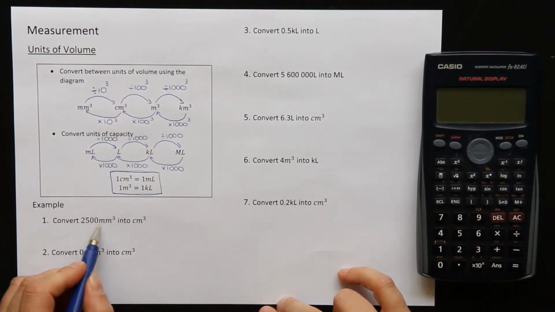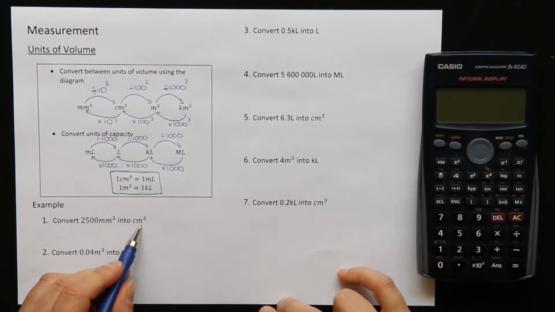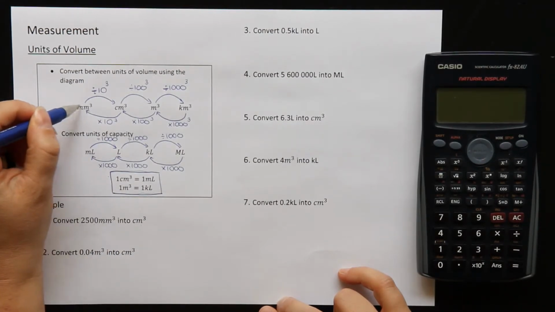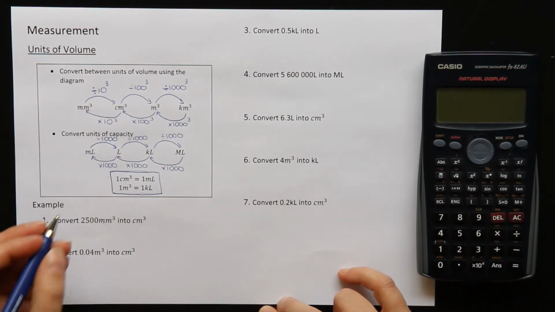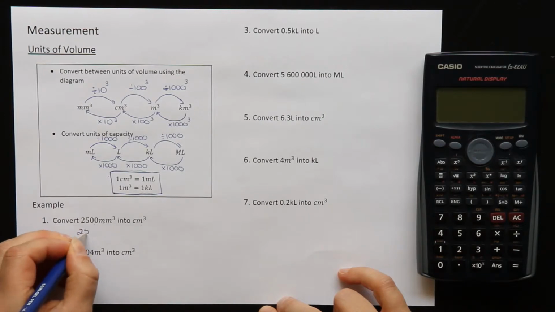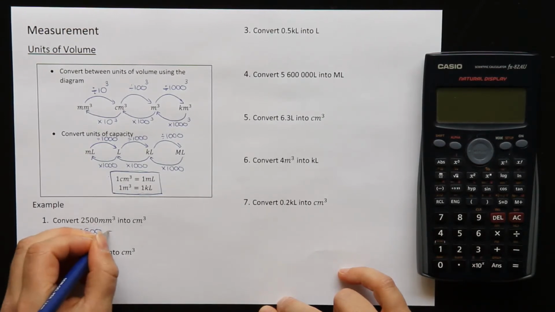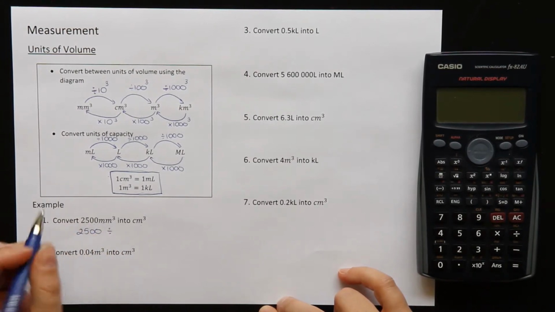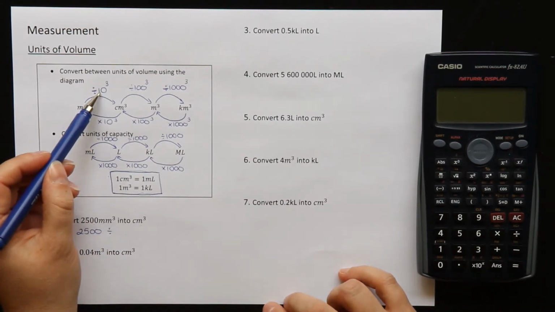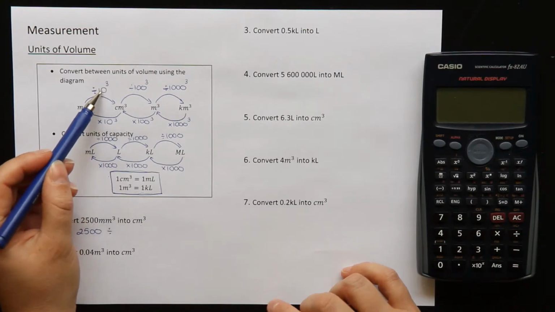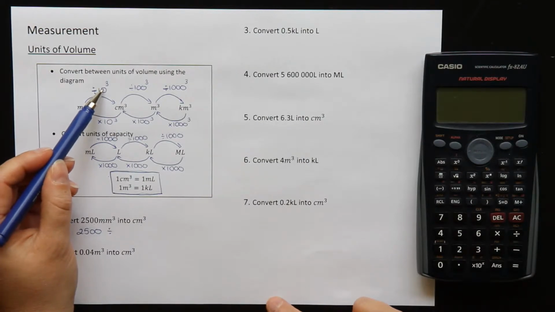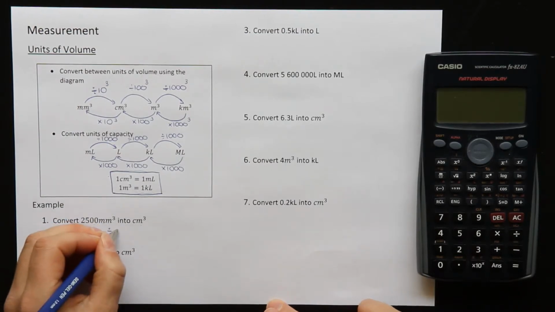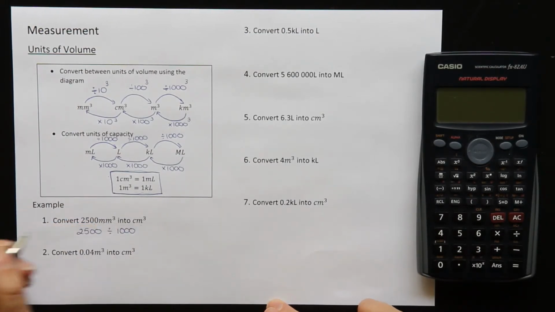Convert 2,500 millimeters cubed into centimeters cubed. I have millimeters cubed and I want to go to centimeters cubed, which means I need to divide by 10 cubed. Now some people don't like to write down 10 cubed. 10 cubed means 10 times 10 times 10. Basically you want to times the number of zeros, which is 1 in this case, by 3. So we need 3 zeros. 10 times 10 times 10 is 1,000.